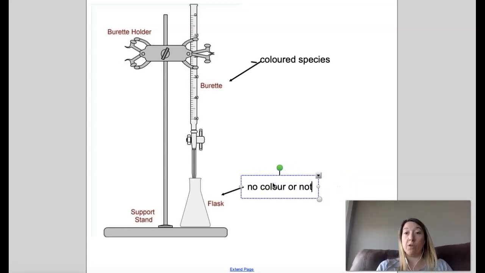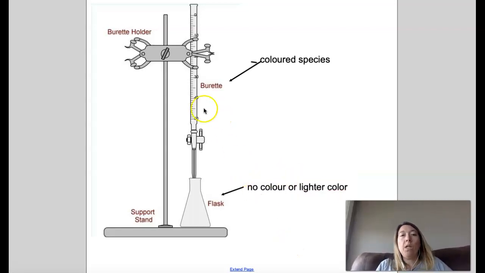No color or lighter color. The reason we do that is if you think about the question we were just talking about: if I start with the orange stuff down here and I start adding stuff to it, that orange is going to slowly start to turn green. But I'm still going to have a mix of orange and green, and so there's just a whole lot of colors happening in this flask.